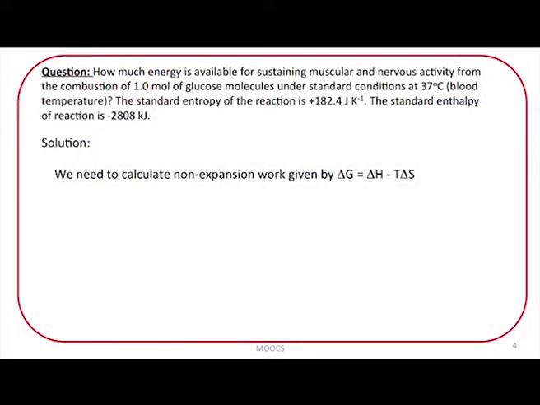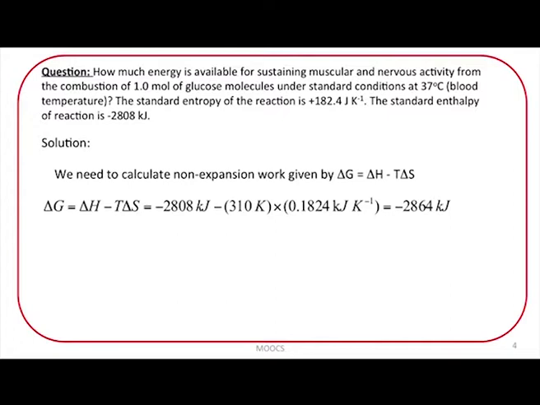The equation to be used for calculating delta G will be equal to delta H minus T delta S, and the numbers are given. Delta H is given, minus 2808 kilojoules, temperature is given, delta S is given. So, you put the values of temperature and delta S in appropriate units. What you see here is the maximum non-pressure-volume work which you can get is minus 2864 kilojoule, right.